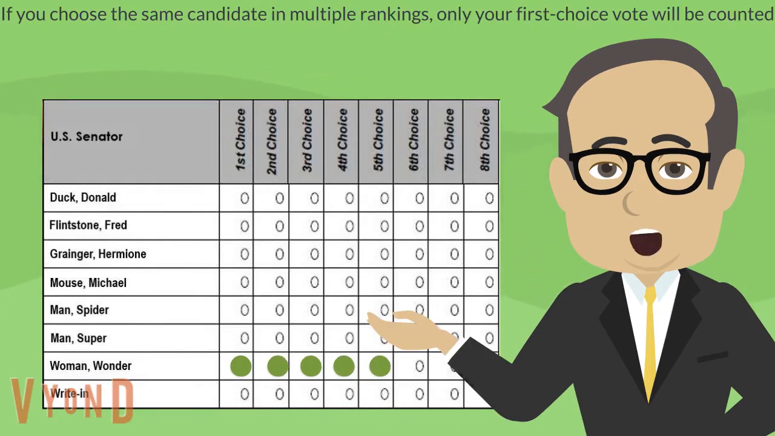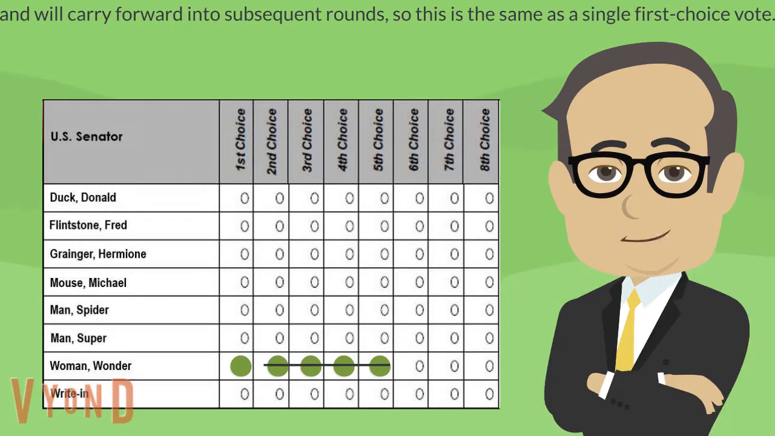If you choose the same candidate in multiple rankings, only your first choice vote will be counted and will carry forward into subsequent rounds, so this is the same as a single first choice vote.